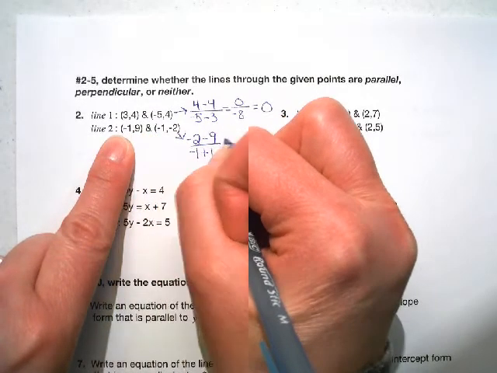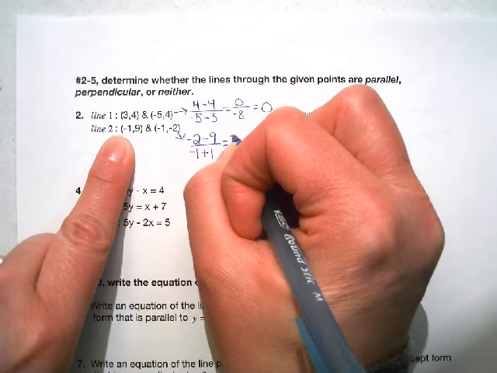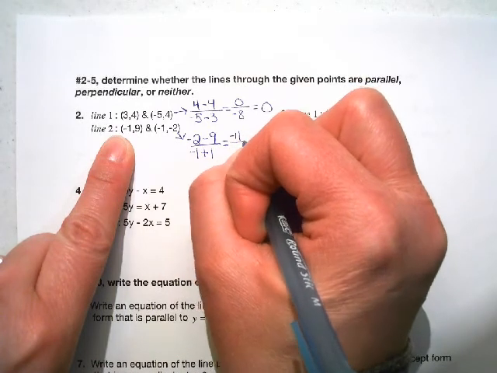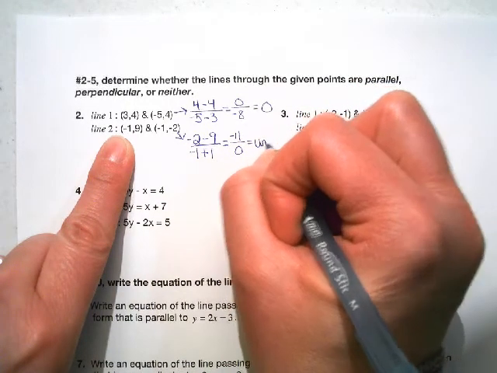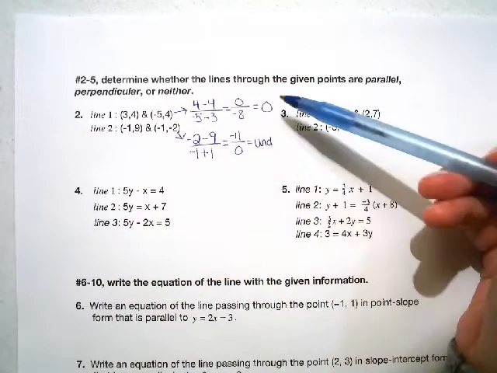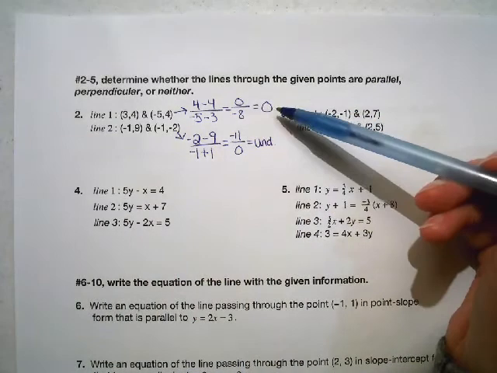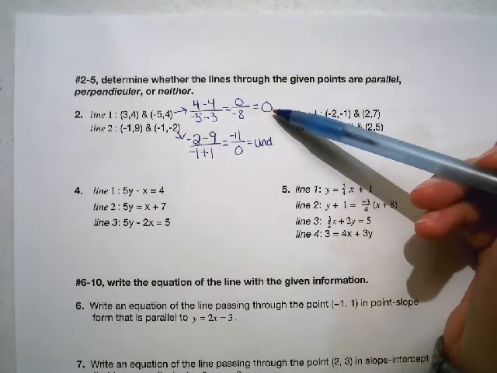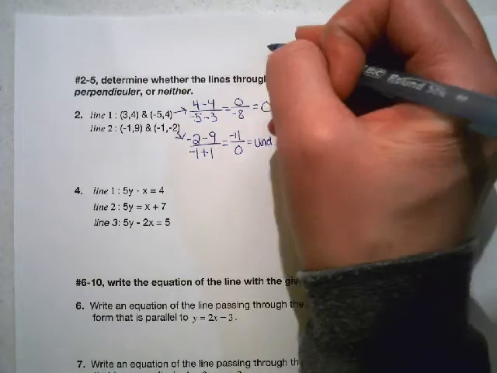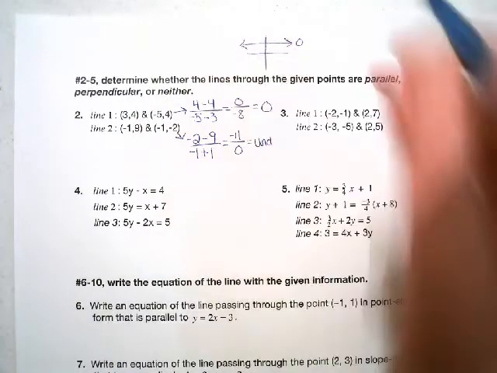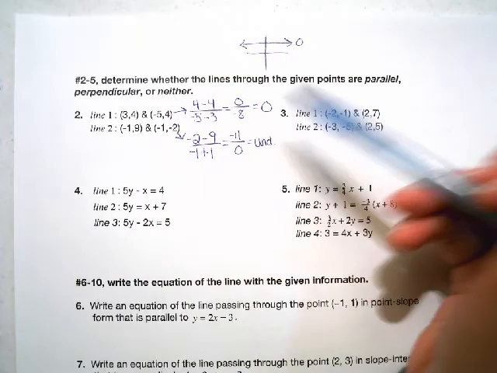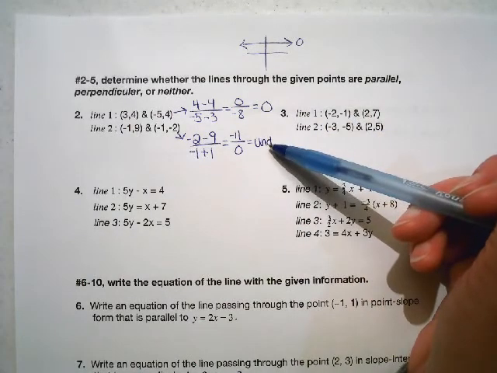All right, now we're going to go negative 2 minus 9. And then we're going to do negative 1 minus a negative 1. So we have negative 11 over 0. Ooh, that's the bad one. That's undefined. Now we have to think about this though. What does a slope of 0 look like? A slope of 0 is a horizontal line. That's a slope of 0.